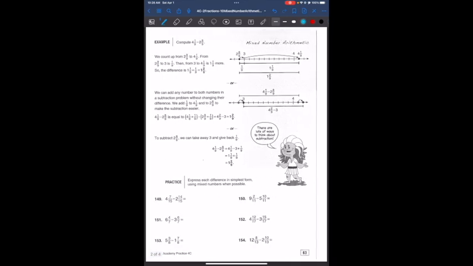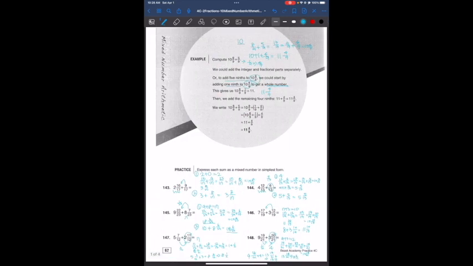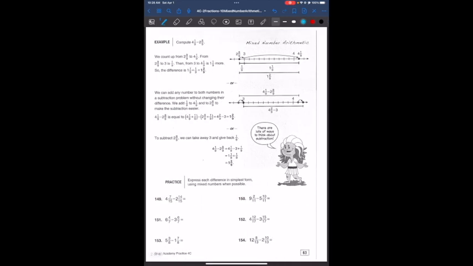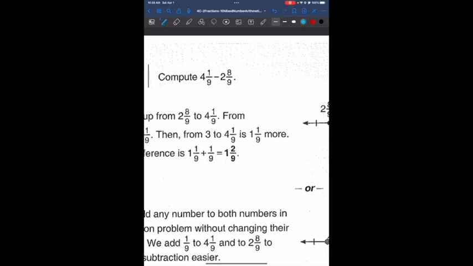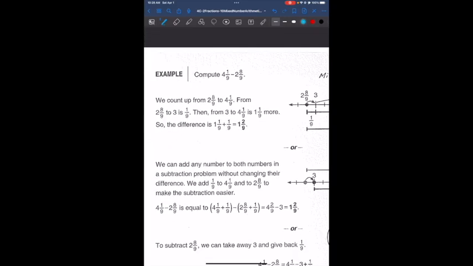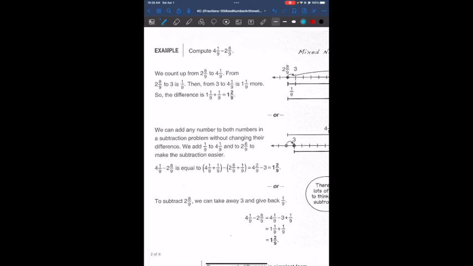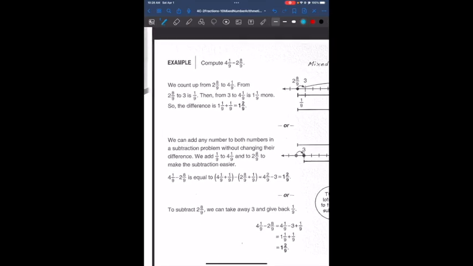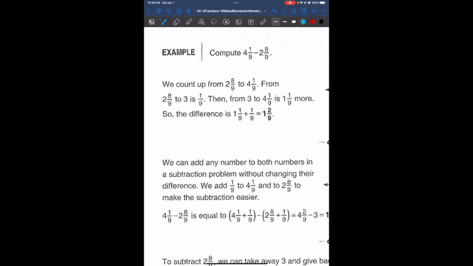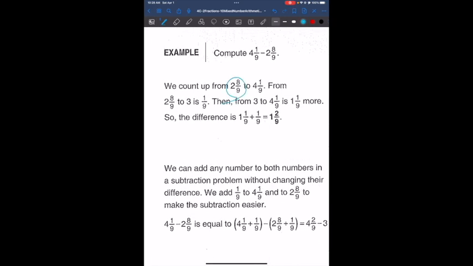Now we're going to move on to the next page. It says compute 4 and 1 over 9 minus 2 and 8 over 9. So now this is subtraction, and it says we count up from 2 and 8 over 9 to 4 and 1 over 9.